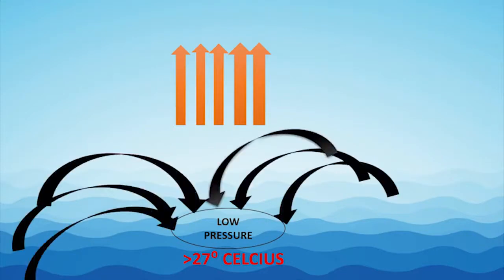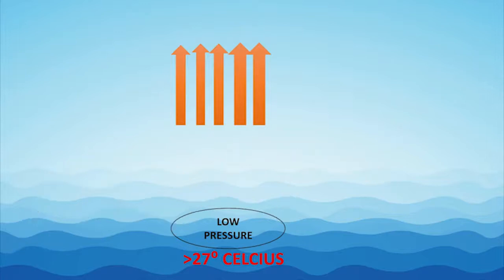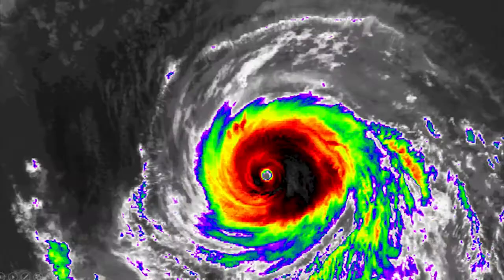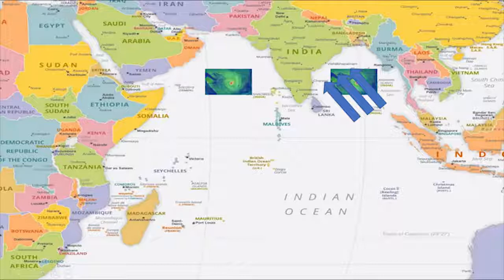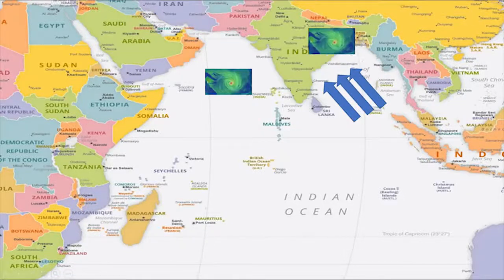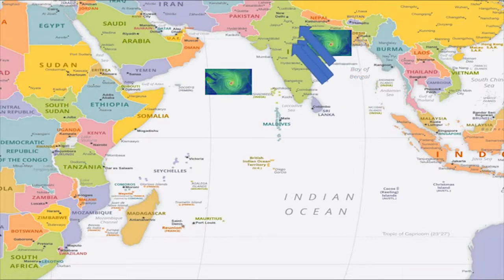Intensified low pressure will attract air at high speed towards the center. This creates a swirling motion and a cyclone is formed. Cyclones forming over the Bay of Bengal reach eastern India under the influence of planetary winds. In the same way, Arabian Sea cyclones move toward the Gulf nations.